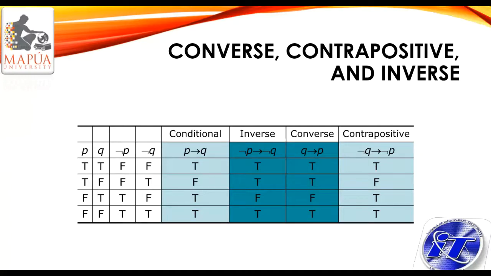So for example, if you are intelligent, then you will pass the course. We cannot say that if you pass this course, you are intelligent. Why? Because there are different ways of passing this course aside from being intelligent. Am I right? So that's why conditional is not equivalent to converse.